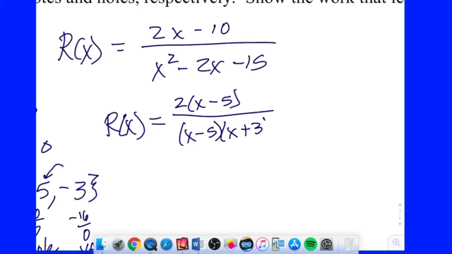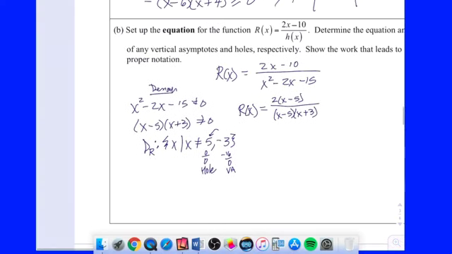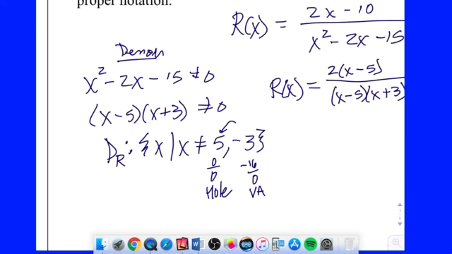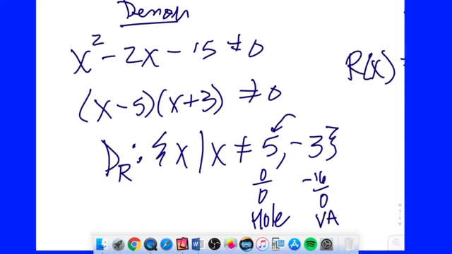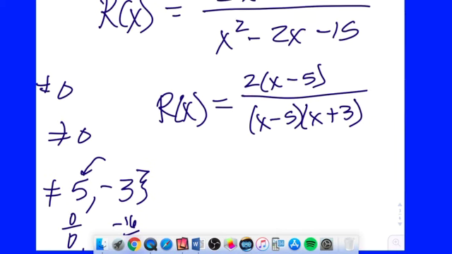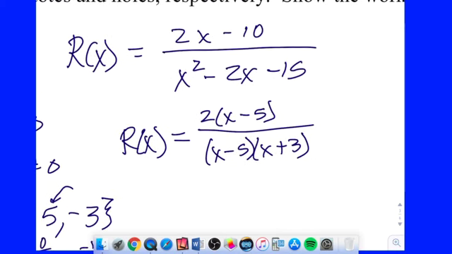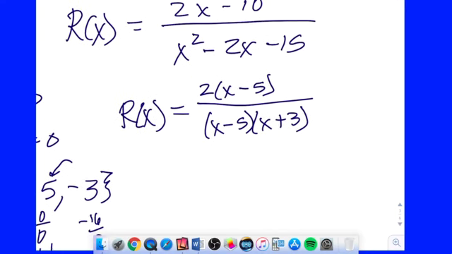So notice how I'm rewriting the function. I factored it over here for the denominator, which I did not have to do. That's just one approach you could have. You could have just gone straight to this factorization. I did not ask for the domain. And now the x minus 5s divide out.